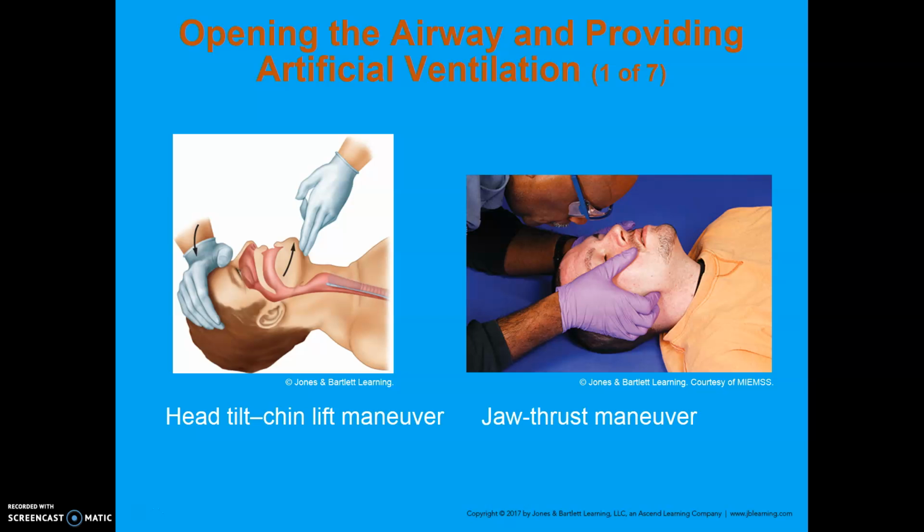You're putting your thumbs on top of the zygomatic arches, or the big bones in your cheek, and the rest of the fingers behind the angle of the jaw and lifting forward. It's not as easy to perform. Somebody that's unconscious is a little bit easier to perform on, but it's harder to maintain because it does take a lot of hand strength to maintain this. If you suspect somebody has trauma, you're going to use the jaw thrust maneuver rather than the head tilt chin lift.